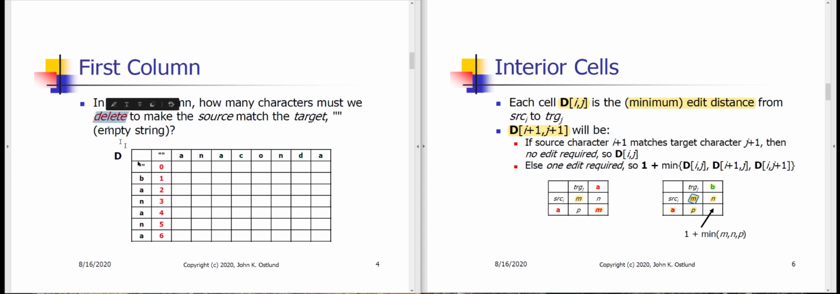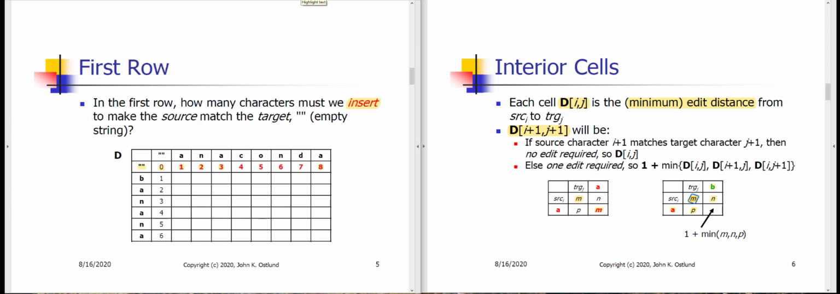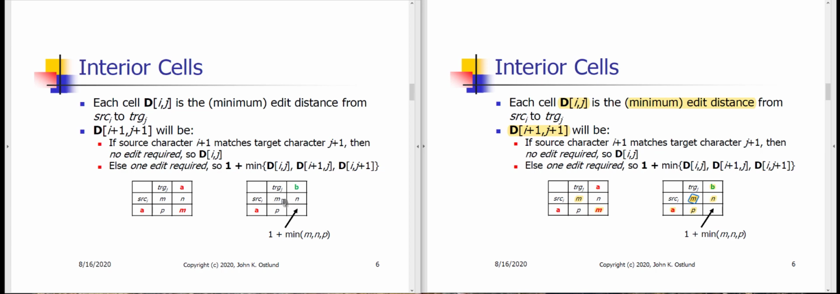Okay, so deletions are indicated by moving downward in the array D. Insertions are indicated by going to the right in D, in the same row. Replacements are indicated by going diagonally from the upper left cell to the current cell that we're trying to calculate. Okay, so we have deletion, an insertion, and a replacement.